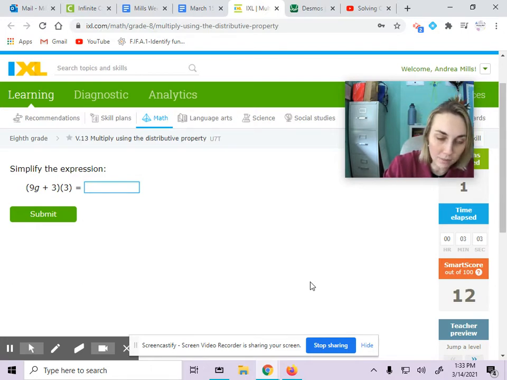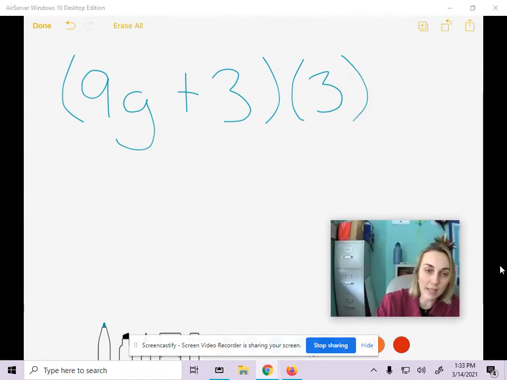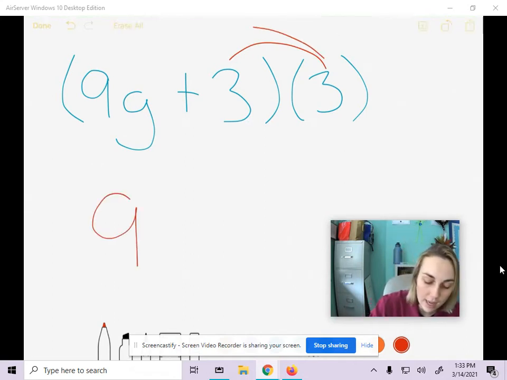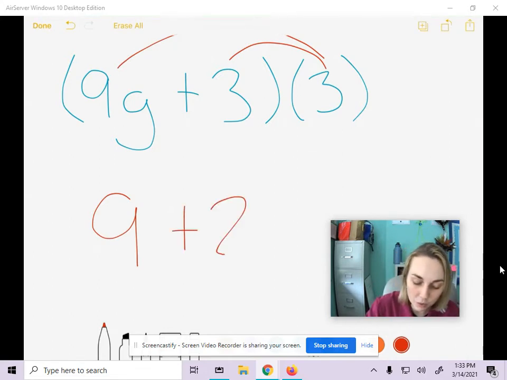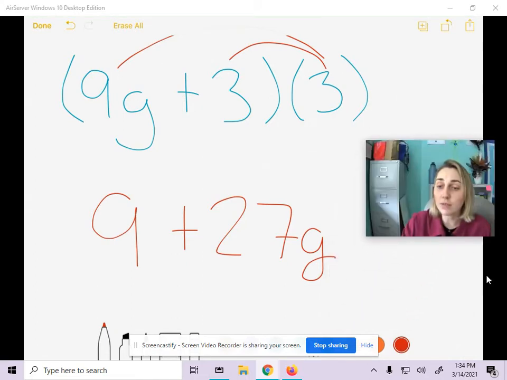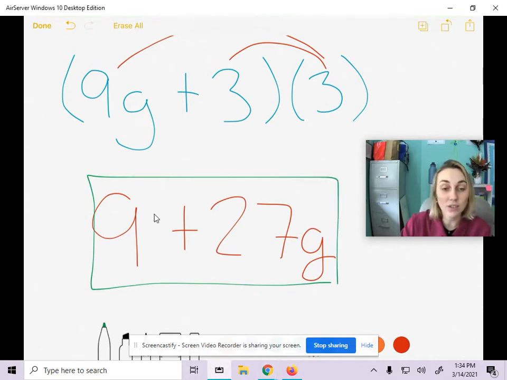Now, don't let something freak you out like this. This might look like it's different, but it's the exact same thing. You're going to take your outside number and multiply it by everything on the inside of the parentheses. So 3 is getting multiplied by 3 and 9g. They just flipped it and added parentheses, but it's the same thing. Don't freak out. First we're going to do 3 times 3, which gives us 9. Then 3 times 9g is going to give us positive 27, and again we bring that variable down, 27g. These are not like terms, so this is as simplified as it can get, making this our final answer, 9 plus 27g.